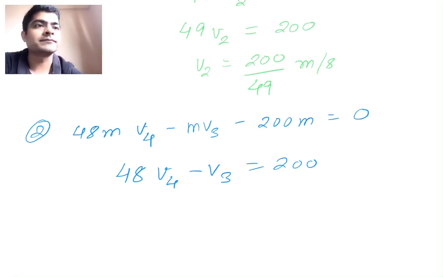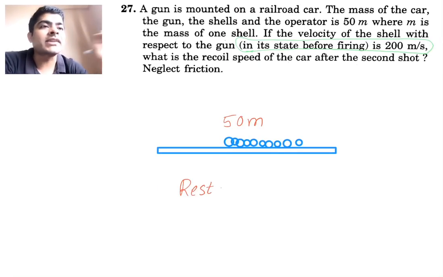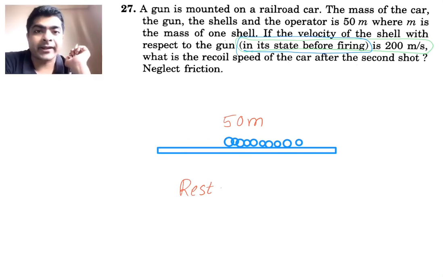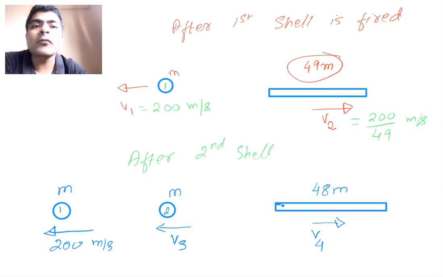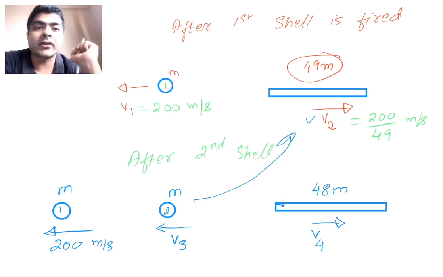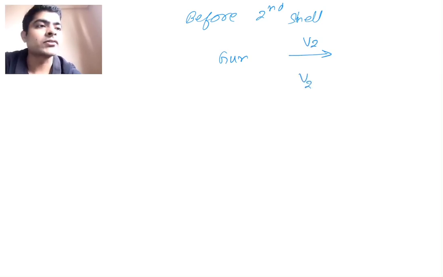For that, again let's go to the question. What does it say? The velocity of the shell with respect to the gun is 200 meters per second, but the point is, in its state before firing. Now before firing of the second shell, the state of the gun is V2 velocity. So we have to compare V3, the velocity of shell 2, with respect to V2, then we will get 200. So for that we write the equation. Before the second shell is fired, the gun has velocity V2 in this direction, so V2 i cap is the V2 vector, correct.